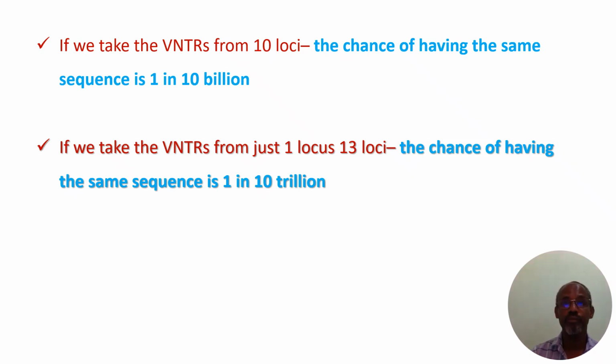So you can be sure if this suspect is the real criminal. You can tell with almost 100% sure that this suspect is the one who did the criminal act. If we take the VNTRs from 13 loci, the chance of having the same sequence is 1 in 10 trillion.